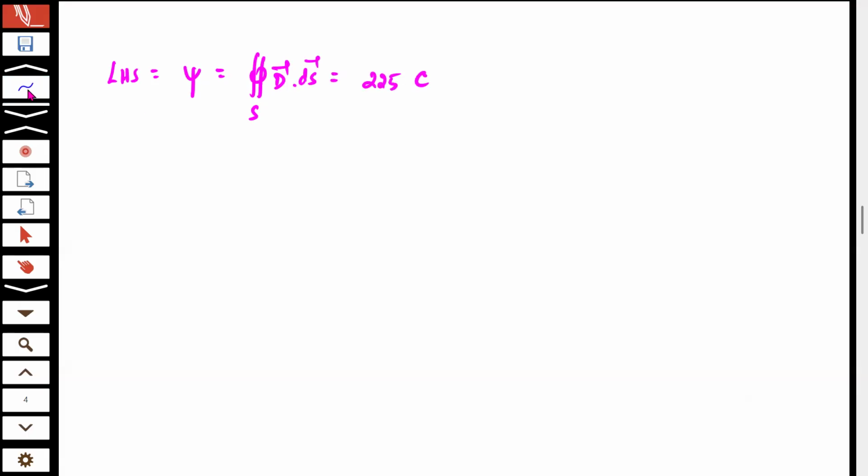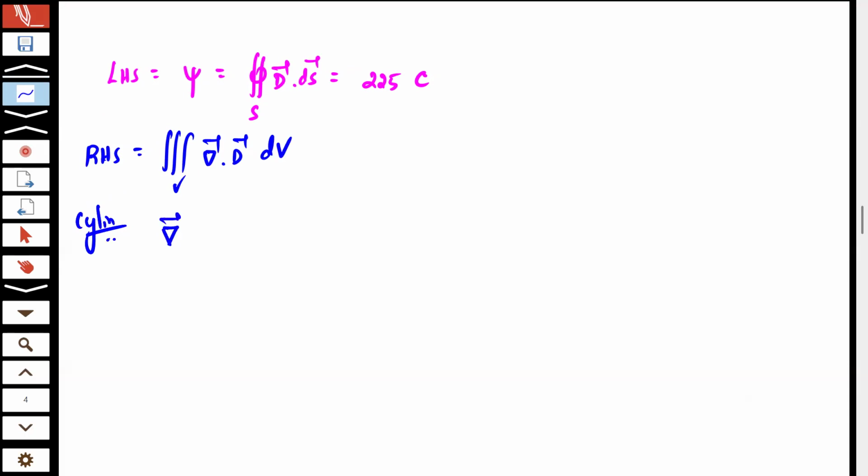Now we have to verify the right-hand side. We are going to get the same answer. The right-hand side is the volume integration of divergence of D dv. Now this is in the cylindrical system, so we have to write the formula for divergence and also dv in the cylindrical system. You can refer to the formula and write it. So I will write it directly for proceeding further.